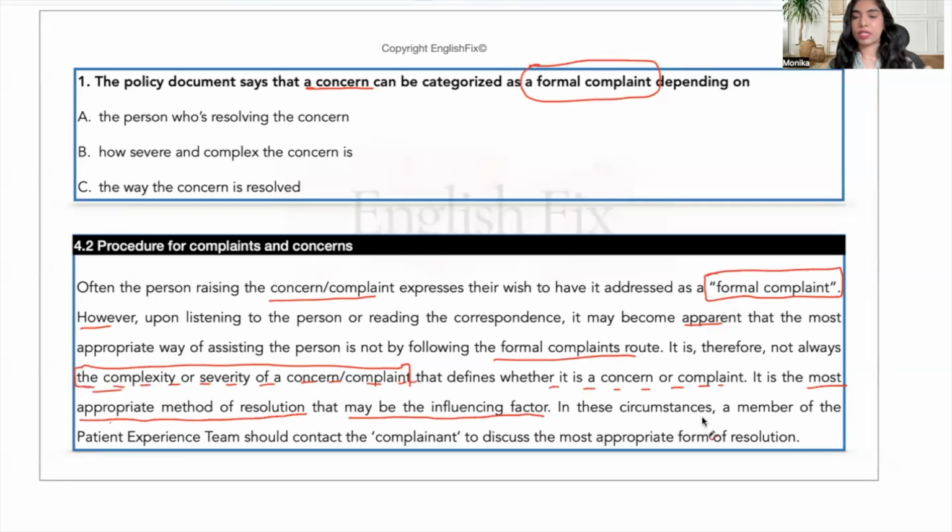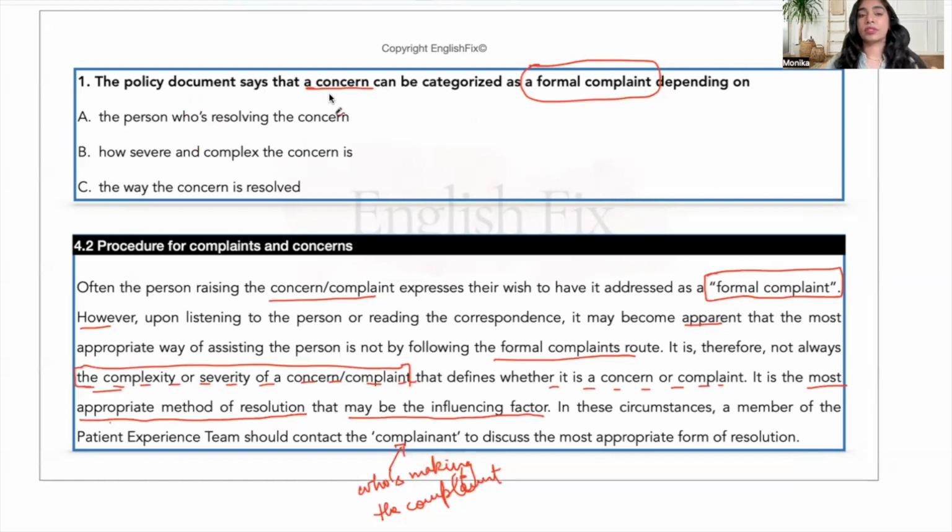Now, in these circumstances, when something like this happens, a member of the team should contact the complainant. Complainant is the person who's making the complaint. You should be aware of this. So if I'm the one going to the teacher and this person is bothering me, then I am the complainant, to discuss the most appropriate form of solution. Okay, fine. From here, I know what cannot be used as an answer.